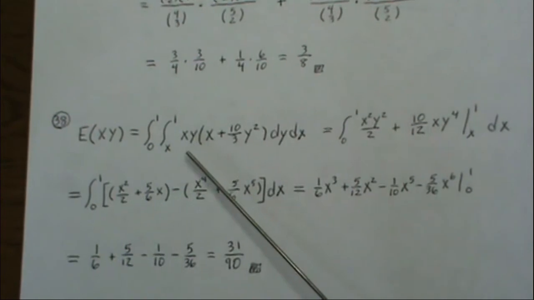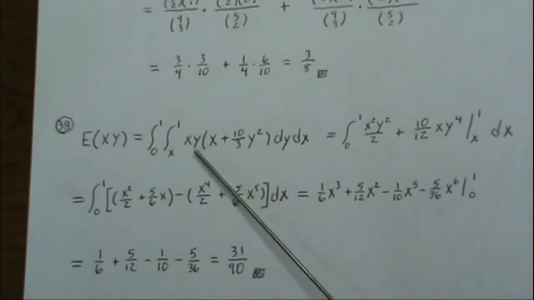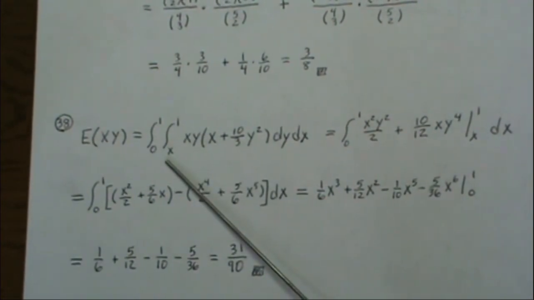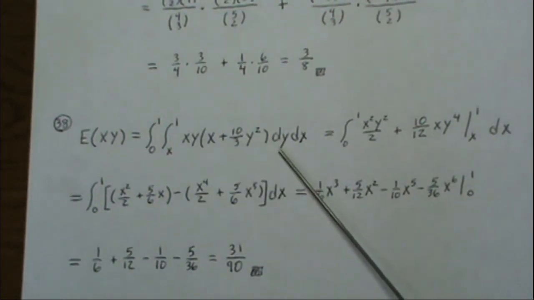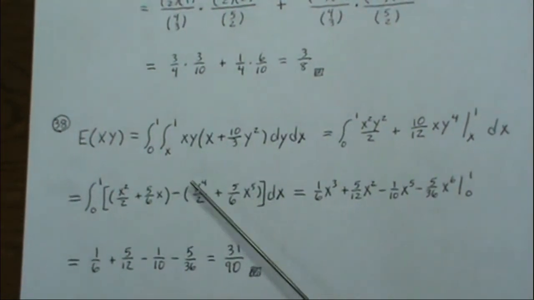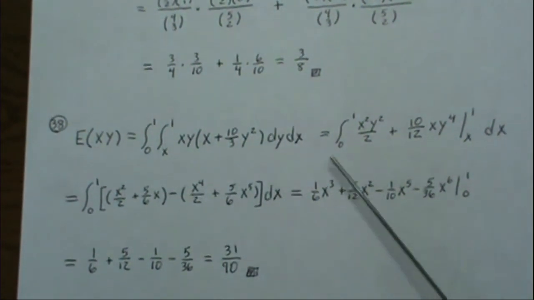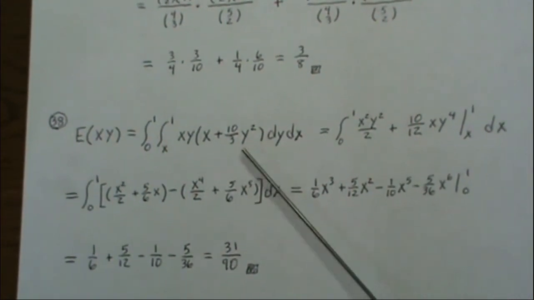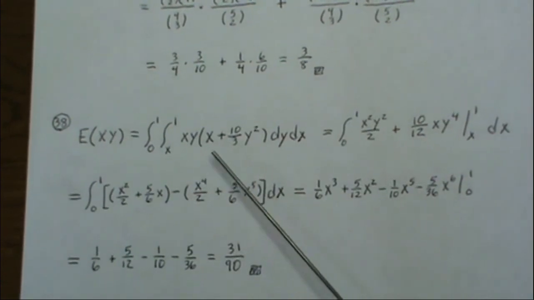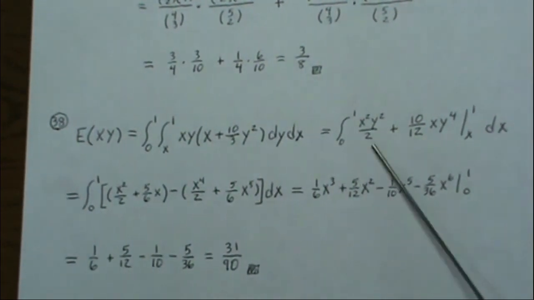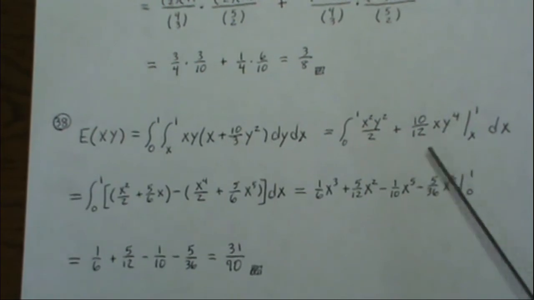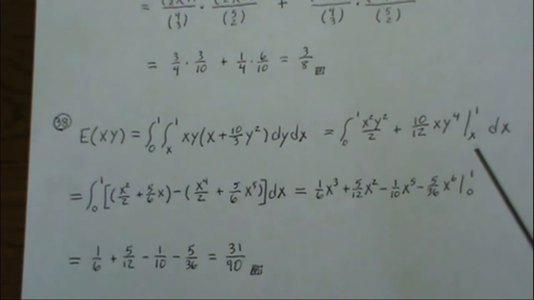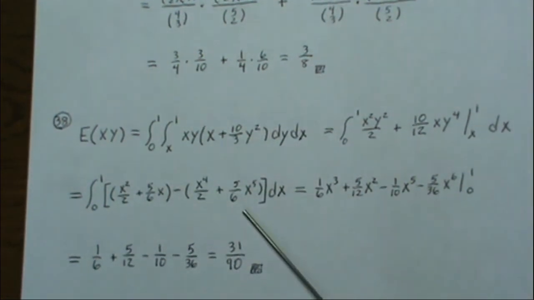So that means that we put in an x and a y times the density, and then we integrate over all possible values. And that's what we do. Let's integrate y first. Y goes from x to 1, and then x goes from 0 to 1. When we multiply that value in, it makes it a little bit easier. And then we integrate with respect to y, so we get 1/2 y squared plus 10 over 12 x y to the 4th. Plug in our limits of integration, and we get this.